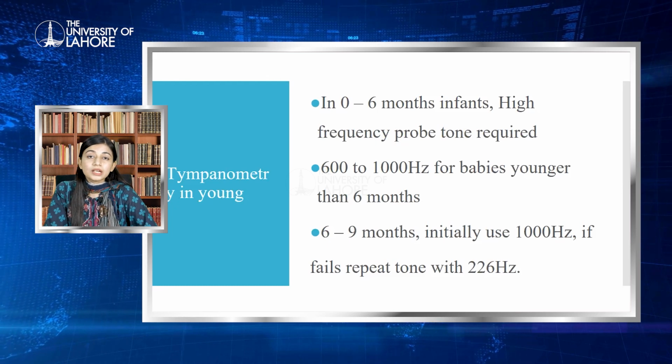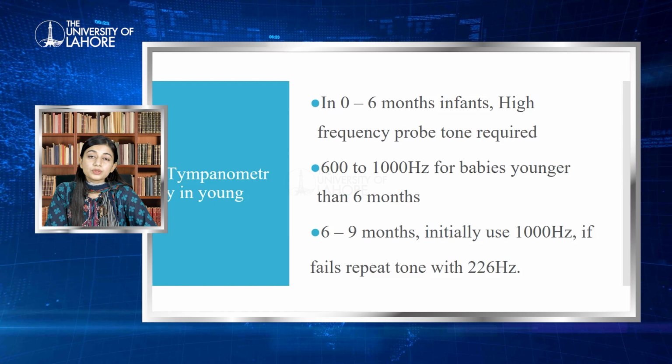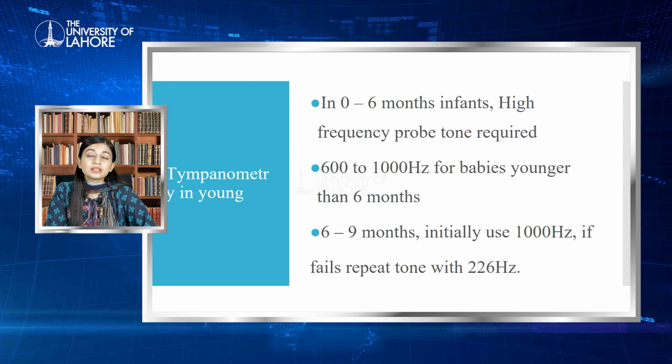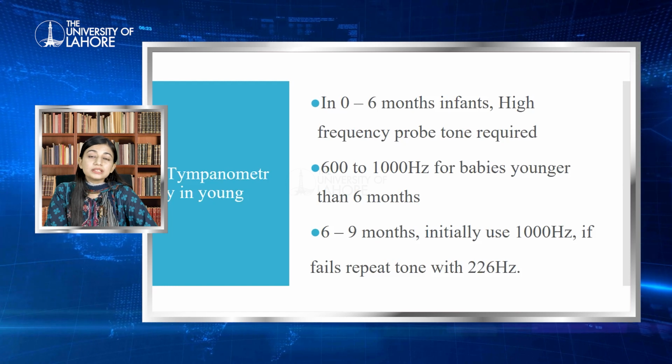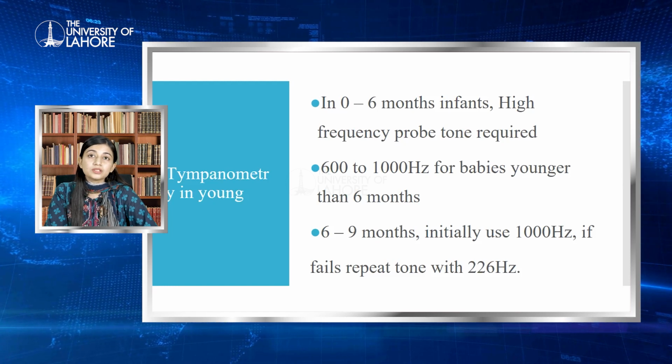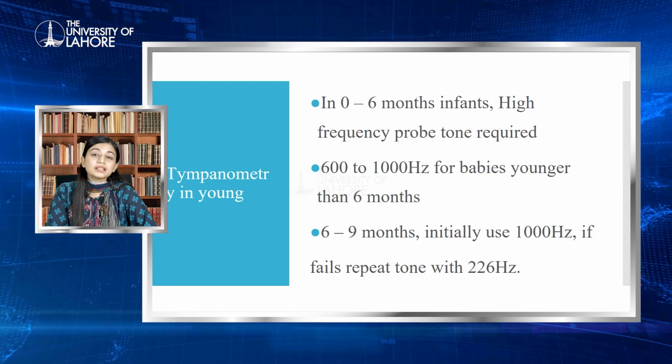Tympanometry in the young: in infants of 0 to 6 months, a high frequency probe tone will be used, which is 1000 Hz or 600 Hz. But for babies more than 6 to 9 months, you can use 1000 Hz. But if they fail, then you can repeat the test with 226 Hz.